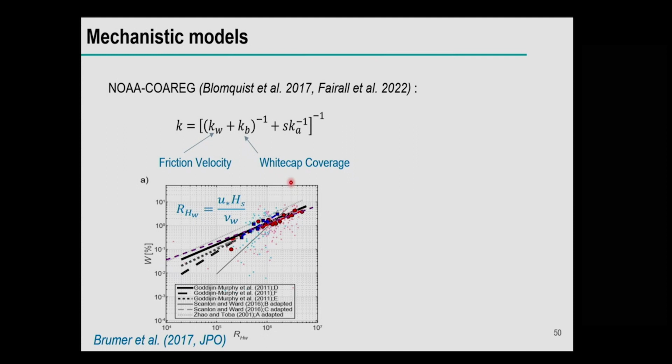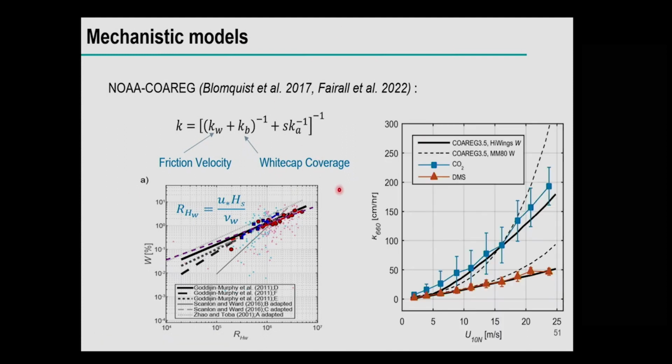And if we implement this parameterization of the whitecap coverage in the core algorithm for the gas transfer velocities, we have an improvement. So here I'm showing you the gas transfer velocity binned data for CO2 in blue, DMS in orange, and you see the old parameterization of whitecapping, the historical Monahan and Ó Muircheartaigh 1980 parameterization that shows just a cubic dependence of the whitecap coverage on wind speed, overestimated the CO2 flux at higher winds. Adjusting that with the parameterization depending on the Reynolds number, we have a much better fit, not only for CO2 but also for DMS.